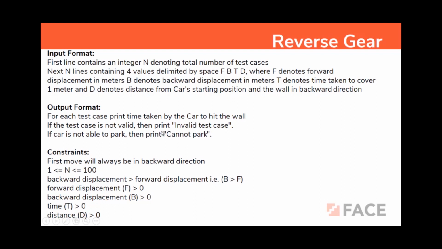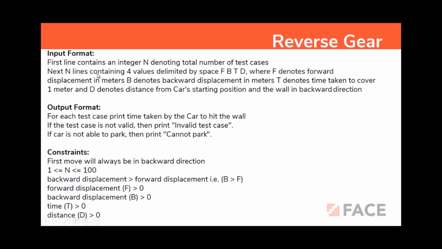So the output can be an integer which tells the number of time units taken by the car to hit the wall. If the test case is not valid, then it has to print invalid test case, and if the car is not able to park, then we'll have to print cannot park. We also have some sample input and output to understand it better.